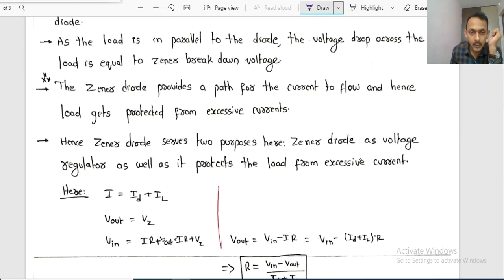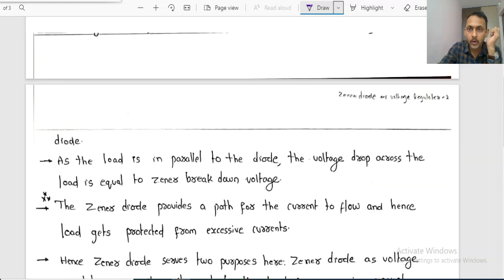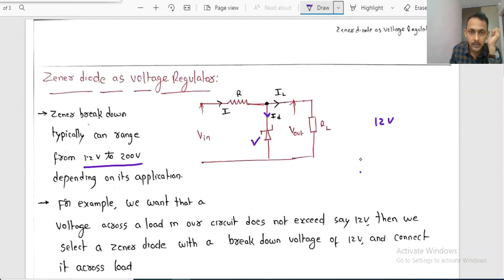If you observe, it's KCL at that node point, whatever input current is entering, that is equal to the current flowing through the diode plus the current flowing to the load. Now our output voltage is nothing but the voltage across the Zener diode, because both are in parallel, right? Now what about the input voltage? The voltage that is dropped across the resistor. Observe here, whatever voltage we are applying as an input voltage, this input voltage will be equal to the voltage dropped across this path. Nothing but IR amount of voltage is dropped, and some VZ amount of voltage will be available across the diode.